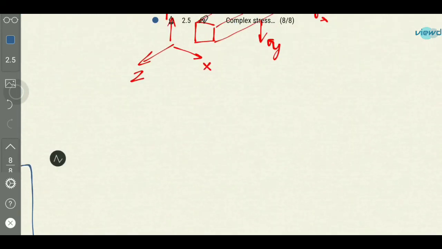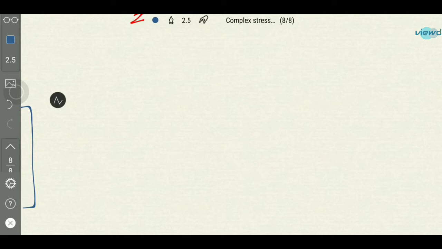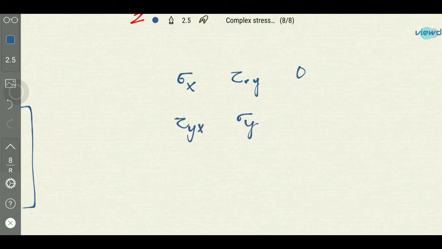And in case of plane strain, considering stresses, sigma x may be present, tau xy may be present, and tau xz is absent, which is 0, and tau yx may be present, sigma y may be present, but tau yz will be 0, and tau zx 0, tau zy 0, and sigma z may be present.